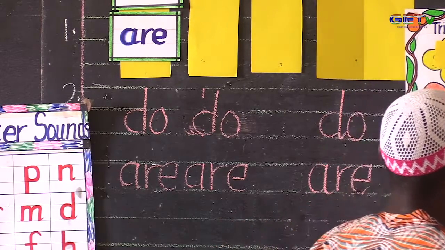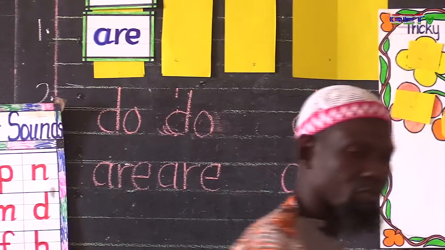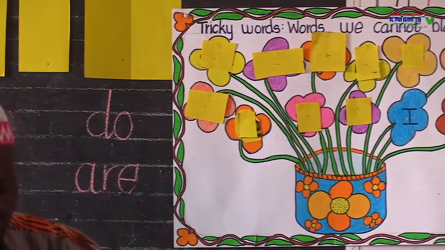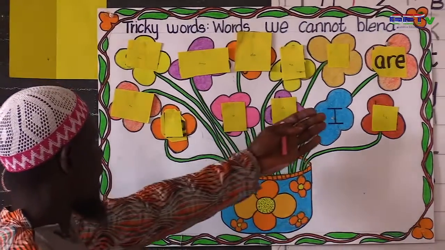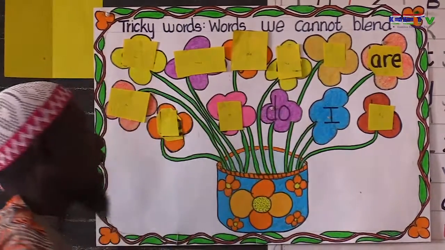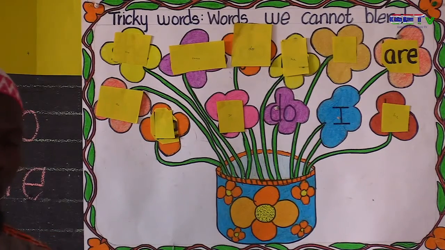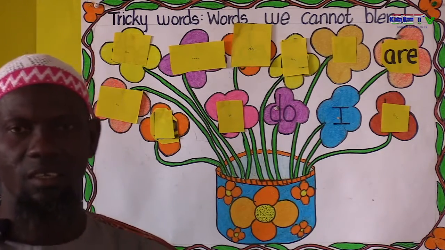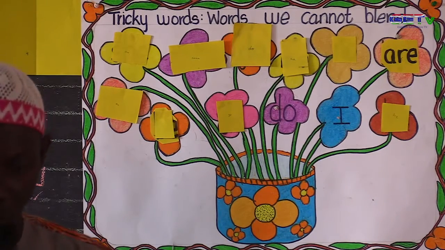Are. Spell A-R-E. Are. A-R-E. If you go to our flower base, we have I, we have do, and we have are. Who can spell do? D-O. Who can spell are? A-R-E. Very good. Let's move on.